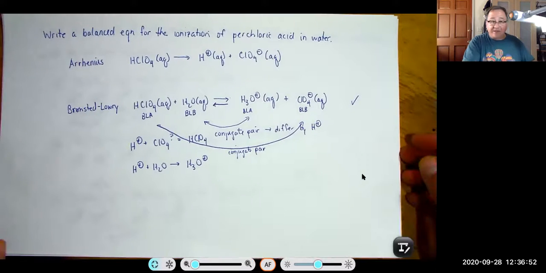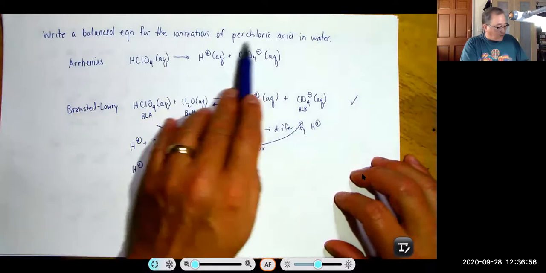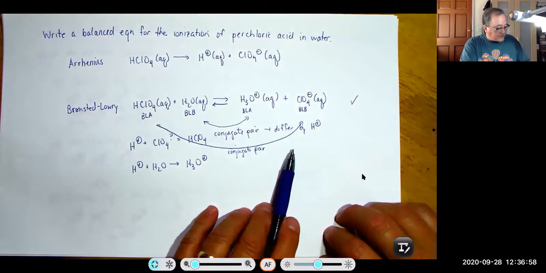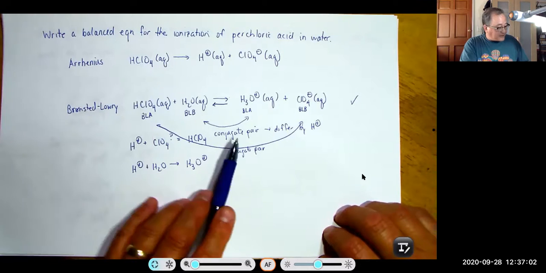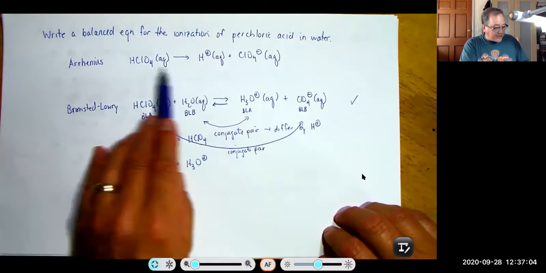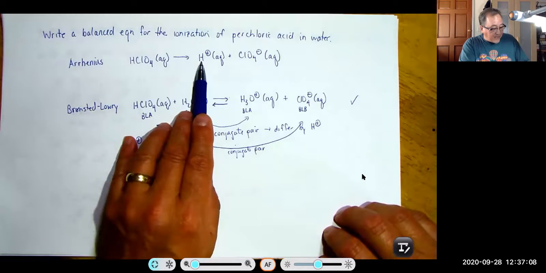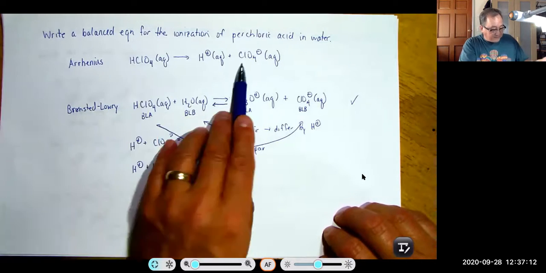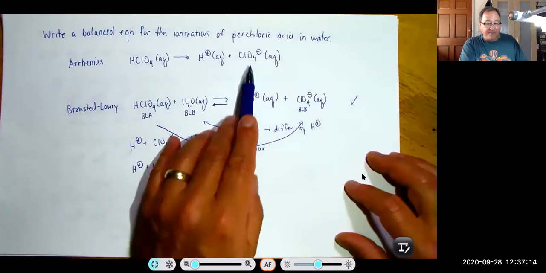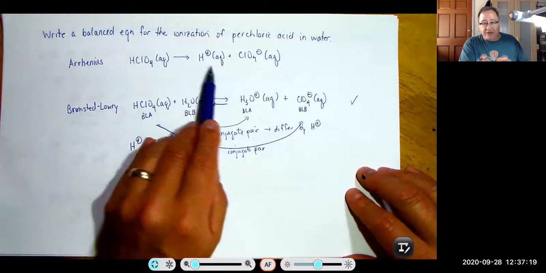We didn't record this. Write a balanced equation for the ionization of perchloric acid in water. So this is a perchloric acid formula. And this is the Arrhenius answer. You just take the acid, take an H plus off of it, and whatever remains minus the H plus, that's what you write as the other product. This doesn't really happen in water. There aren't really any hydrogen ions in water.